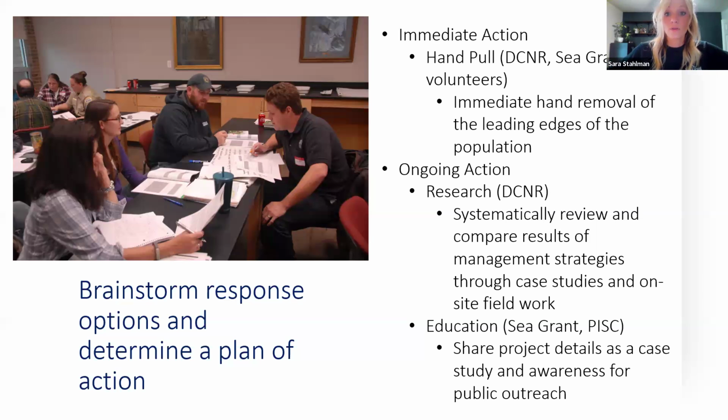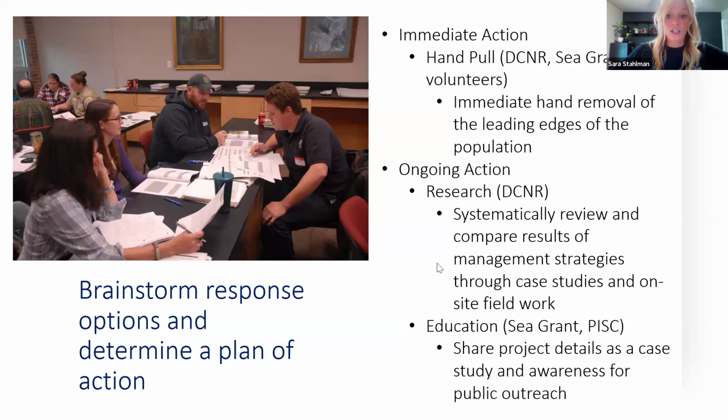So this is just one that I pulled a few examples from. It was categorized into things like immediate actions. In this case, an immediate action was to do a hand pulling event. This person identified the Department of Conservation and Natural Resources, Sea Grant, and volunteers to go out and do an immediate hand removal of the leading edges of the population. And then there are ongoing actions, like research, doing systematic reviews to compare different management strategies by looking at case studies like what I showed you before, and conducting on-site fieldwork.